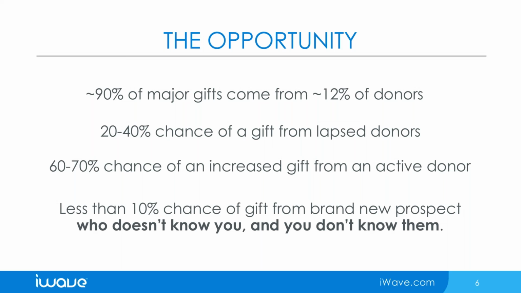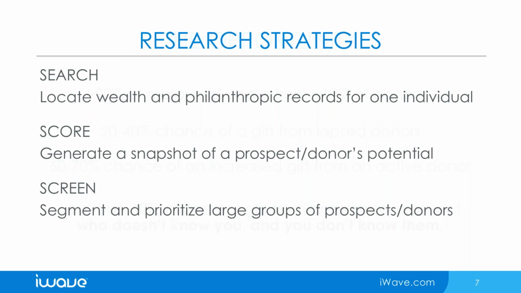So the goal in the research department, as I'm sure you're all aware, is to increase the chances of success for our fundraising team. And I think that's pretty self-explanatory. But the question today is, how do we get there, especially if we're facing that issue where the prospect doesn't know much about your organization, and more particularly, we don't know enough about them just yet. So that's where these 3 research strategies come into play. Today we'll cover search, score, and screen.